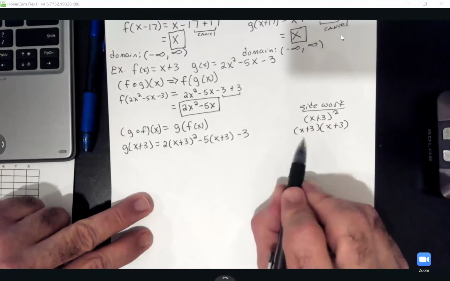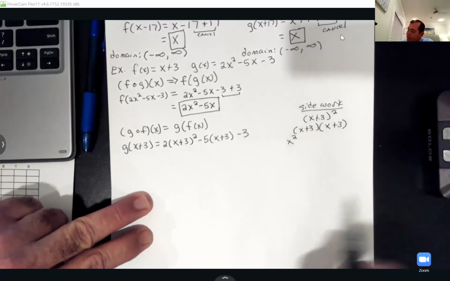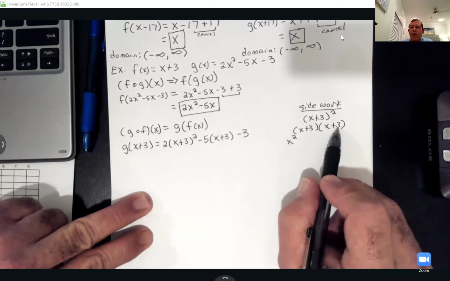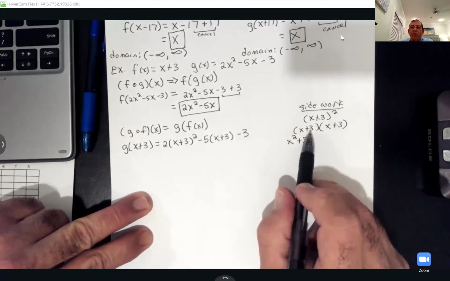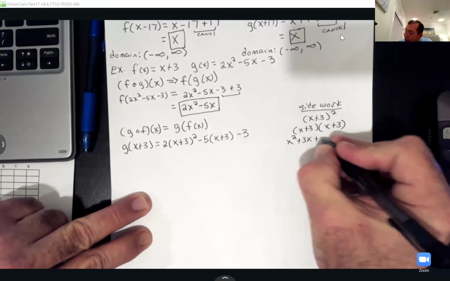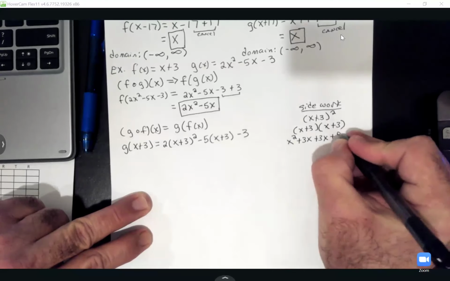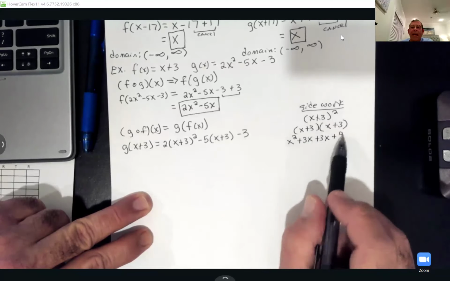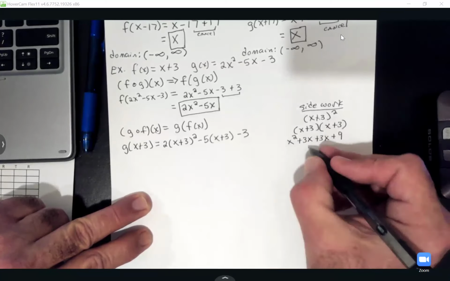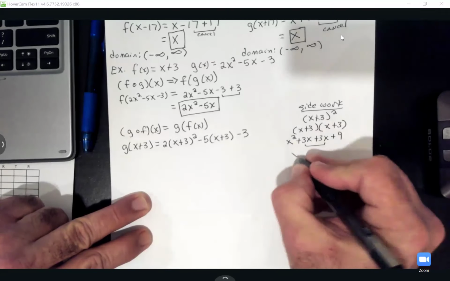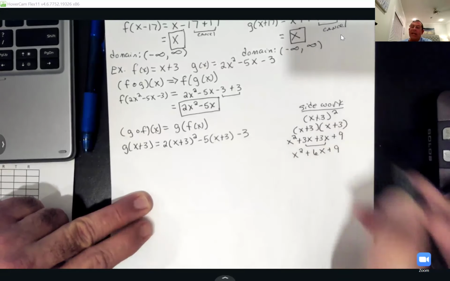So we would do our x times x and get an x squared. X times 3 gives us a 3x. And then I distribute my 3 times x, I get a 3x. And then the 3 times 3 is a 9. So you got the x squared and the 9, but make sure you FOIL these out because you need these x's in the middle also. And y'all, those are like terms. So you're going to get an x squared plus a 6x plus 9.